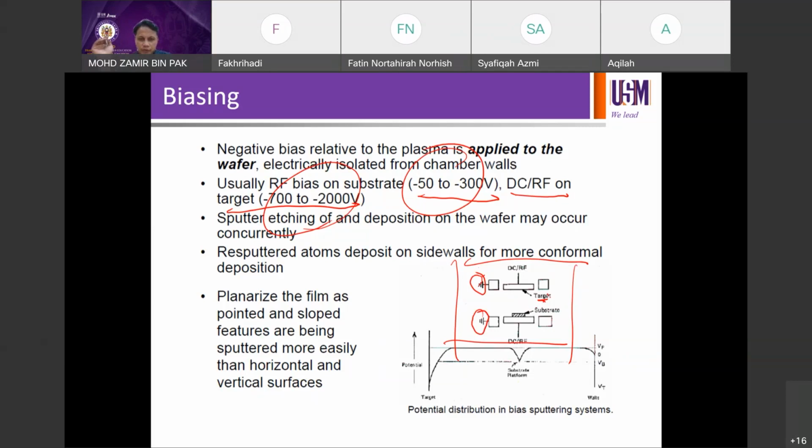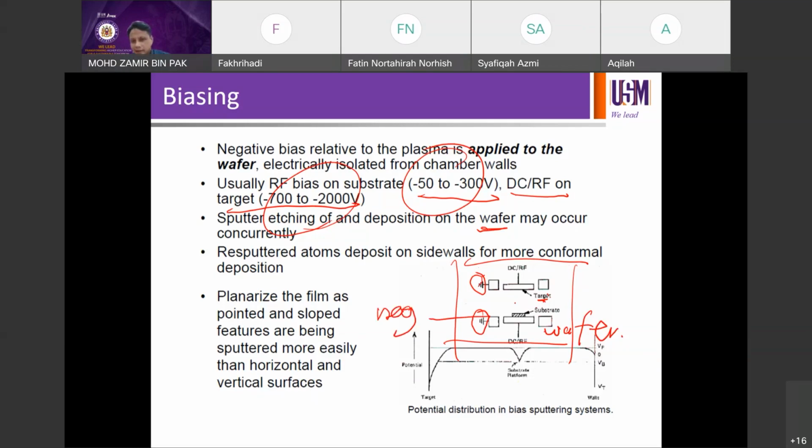So, for example, if you are biasing the wafer, wafer kat sini ya, wafer is substrate lah. So if you're biasing the wafer, you use negative voltage, for example. So while the sputtering process is running, so that means you're running your sputtering macam biasa, but then at the same time you are attracting more argon. Sebab you bias negative kan, you bias wafer negative, so negative.